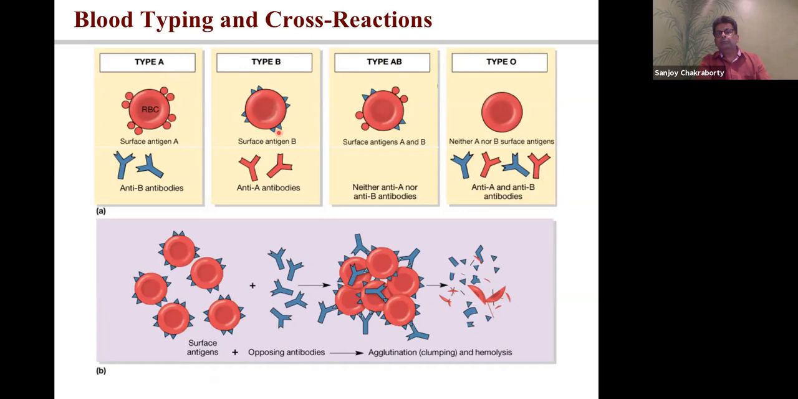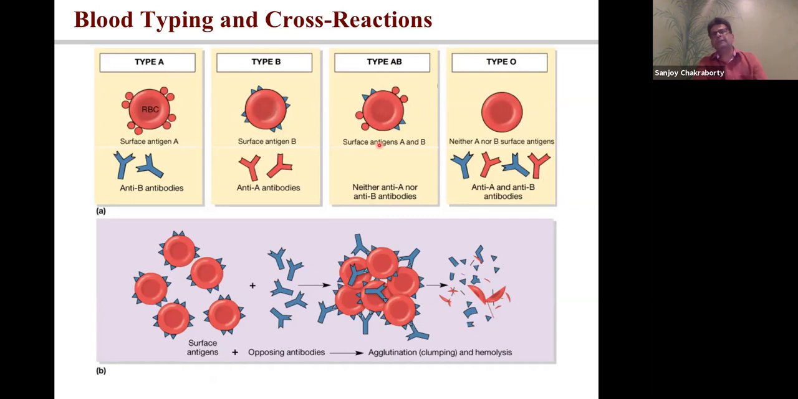And they can take from B, and they can take from A, and they can take from O. They can take everyone because they don't have anything to attack. So they have neither anti-A nor anti-B antibodies, so they cannot attack them. That's why they are called universal acceptor.